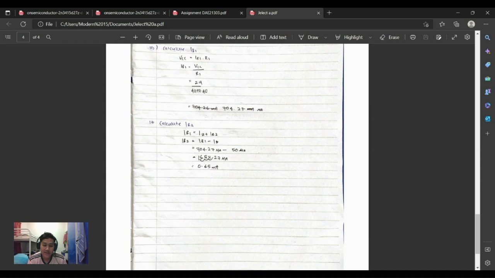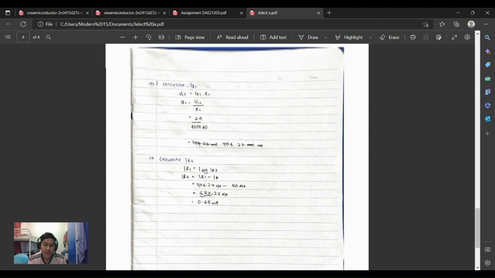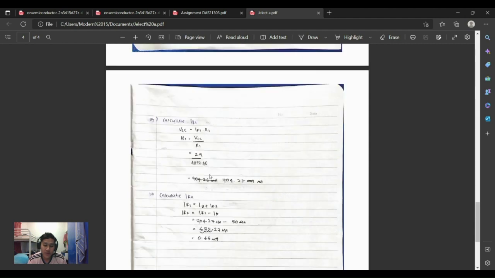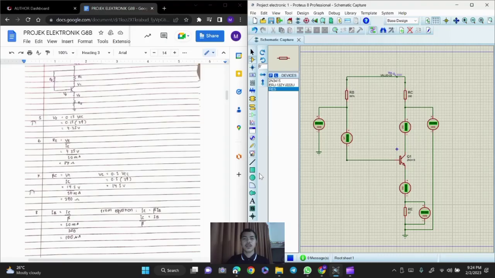So for question 11, R1 equal to R2 multiplied by VCC minus VB divided by VB. So the answer is the same as question 10, 41177.40 ohm. So for question 13, calculate IB. For calculating IB, we use the formula beta equal to IC over IB. So the answer for IB is equal to 15 microampere.